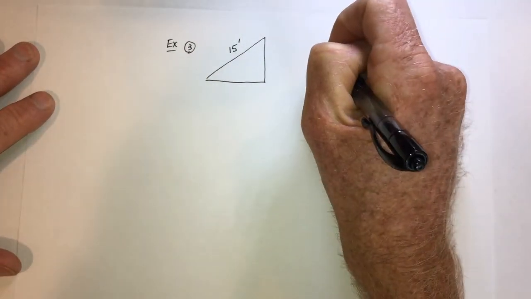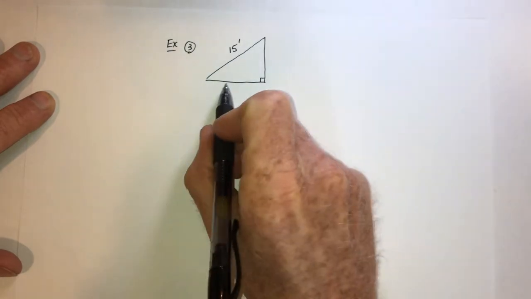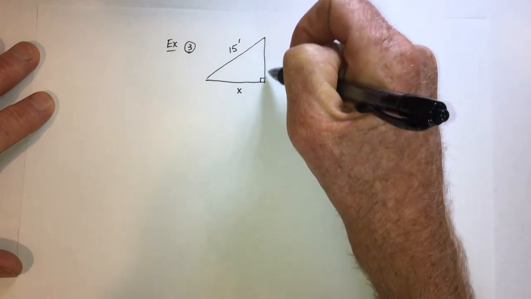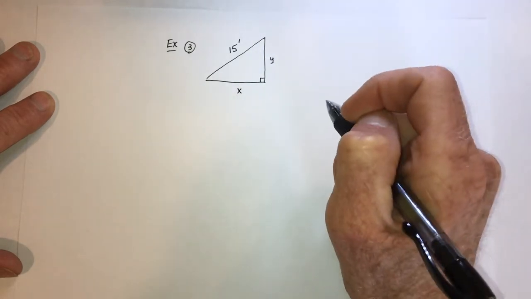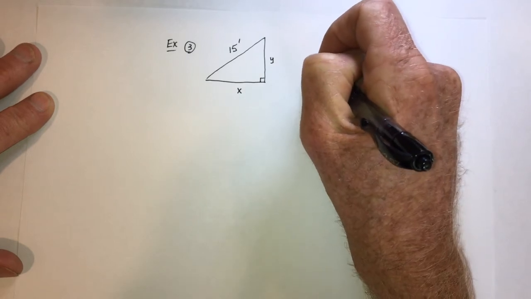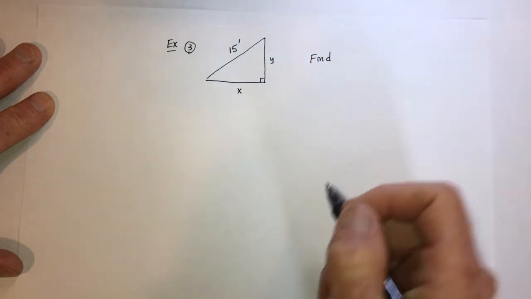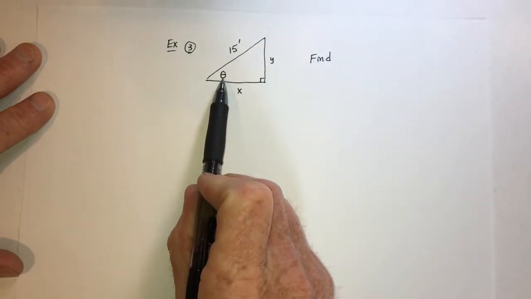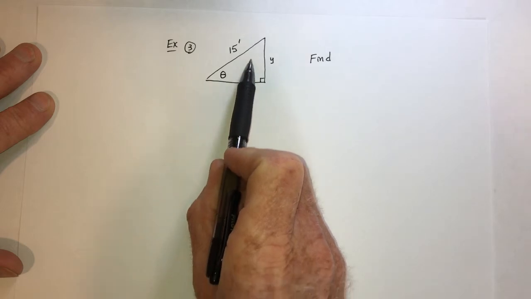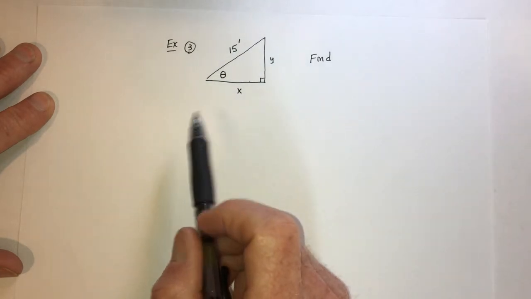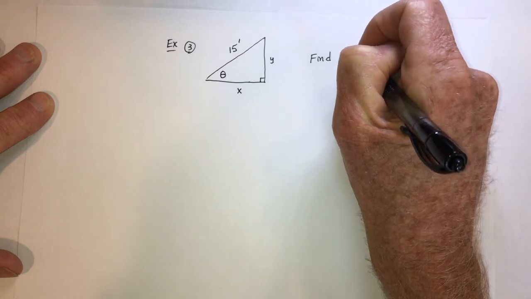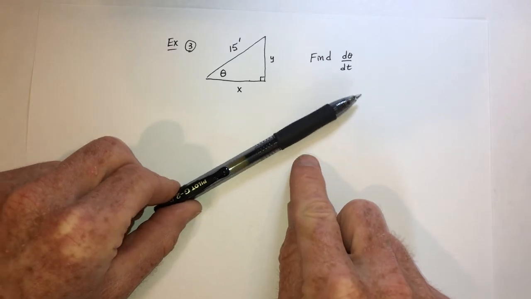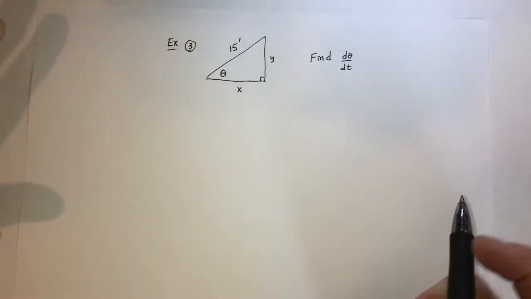Okay, so because this side is gonna change, I need to use a variable like x. And also this vertical side is gonna change, so I'm gonna use y. And then find a derivative. Well, the derivative I'm going to be looking for is take this angle right here, which is the angle of elevation going from the ground up to this line right here, and find d theta dt. So in other words, as that thing is going up, how fast is the angle changing?